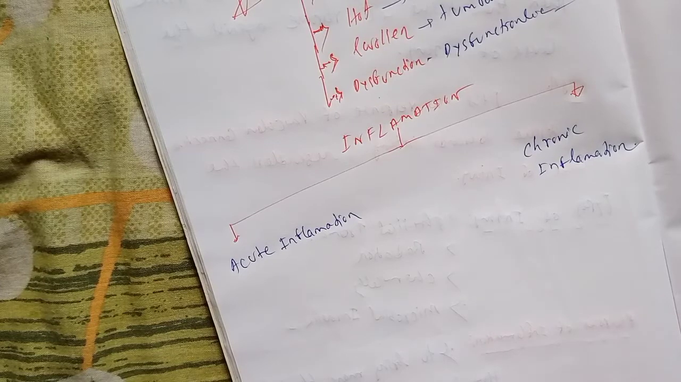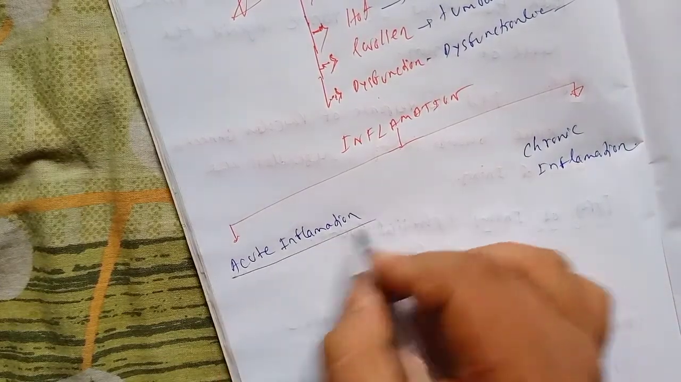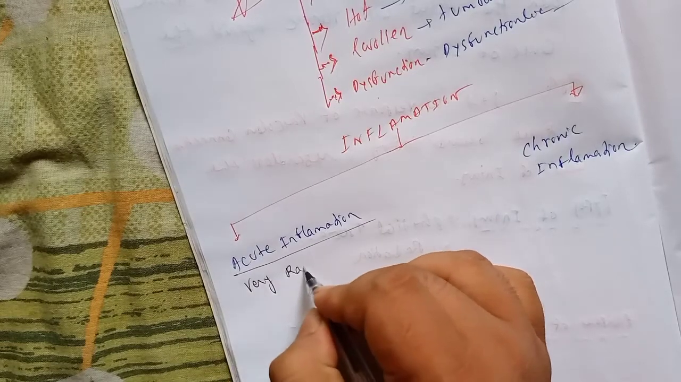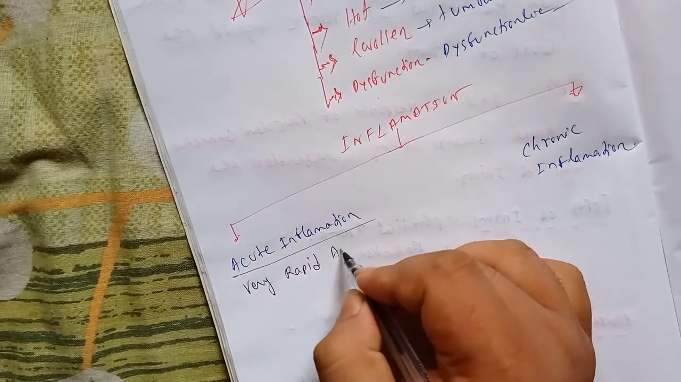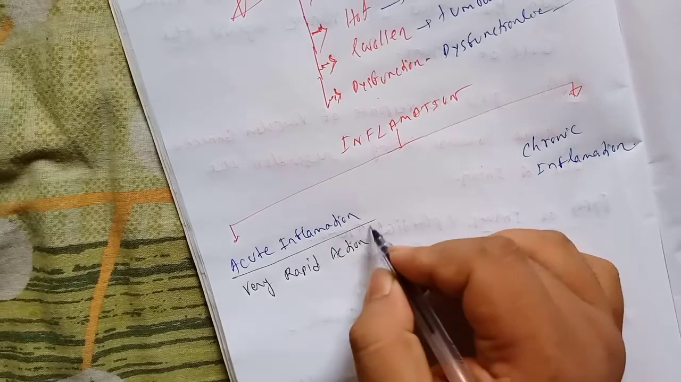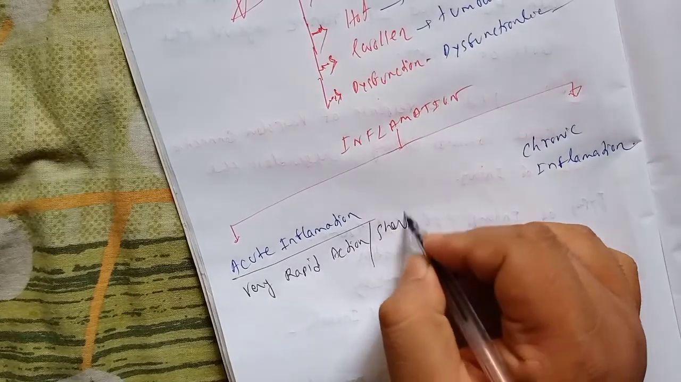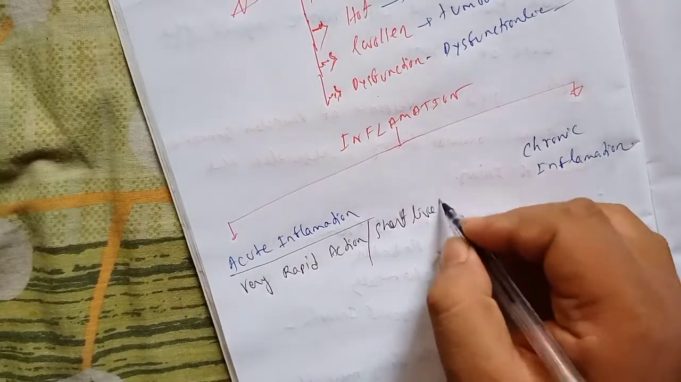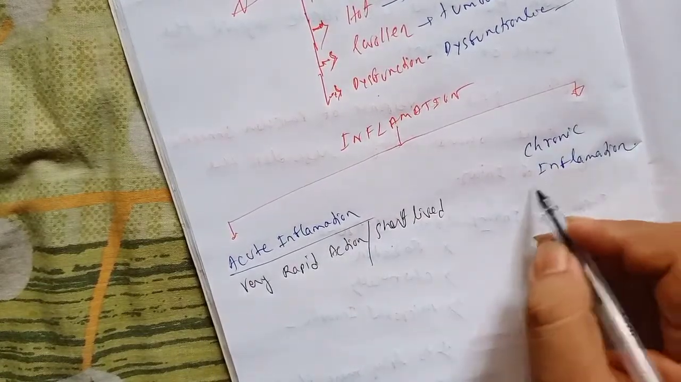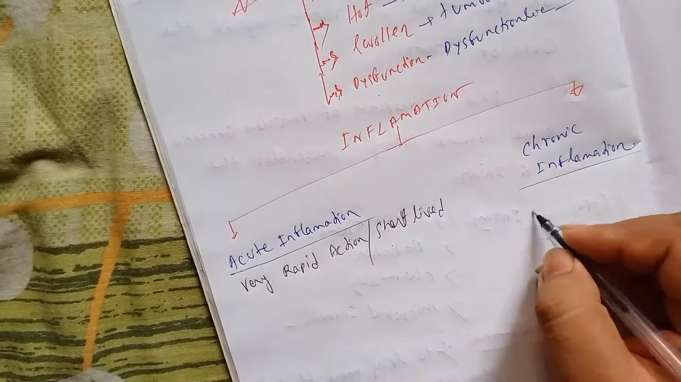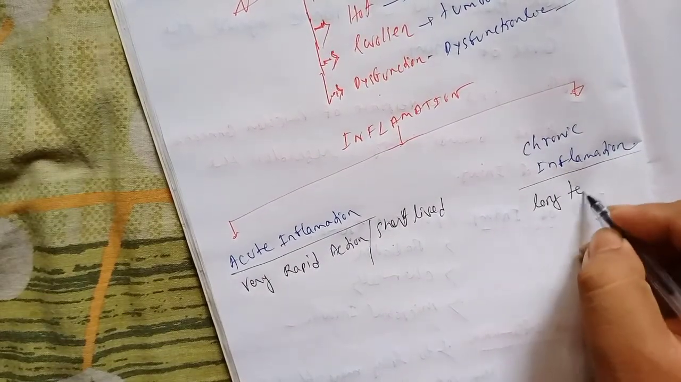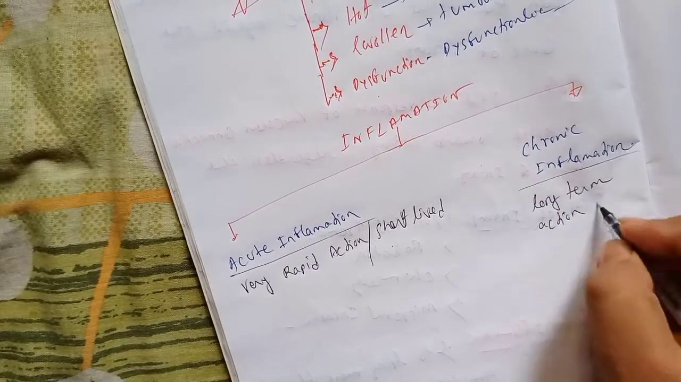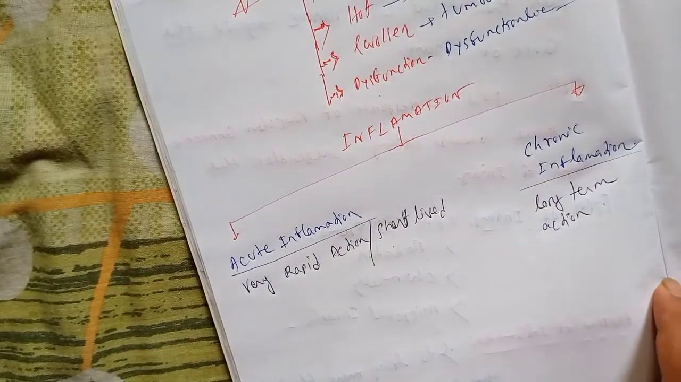Now this acute inflammation is very rapid action and short-lived. That means they will just work, and after that there will be no existence of it. What about chronic inflammation? Chronic inflammation is long-term action, long-lived.